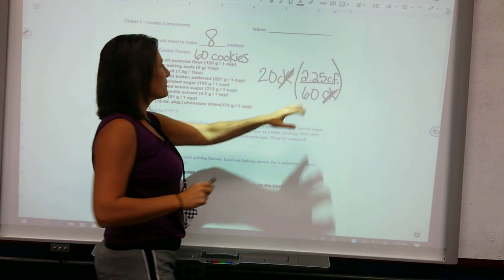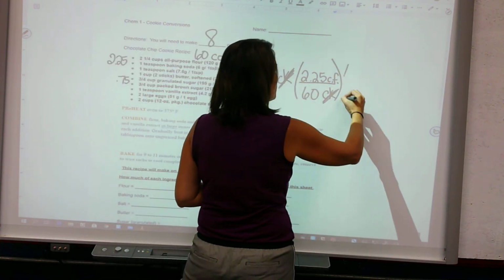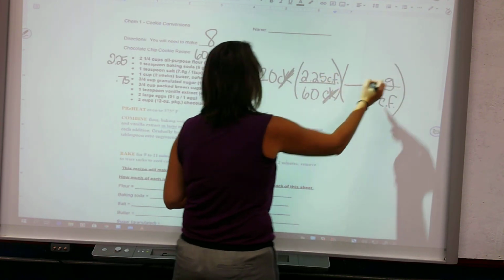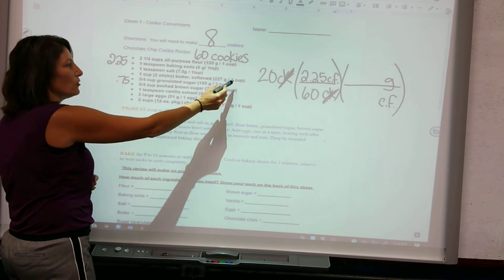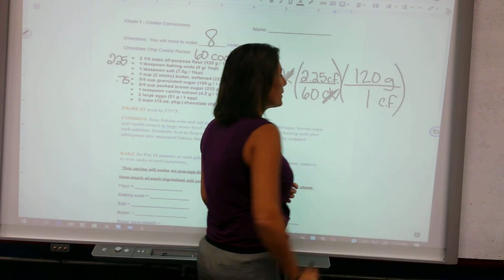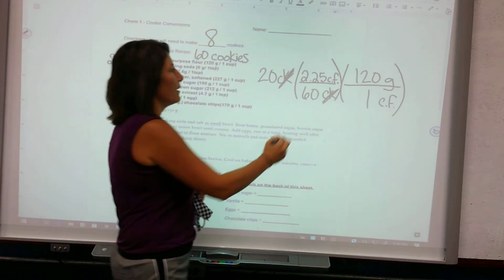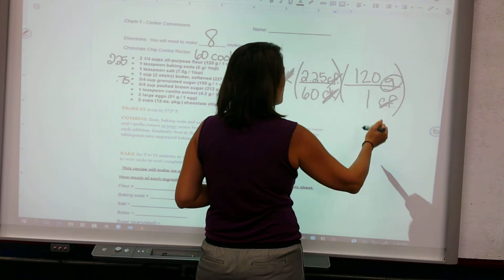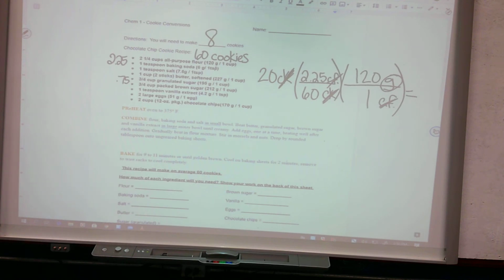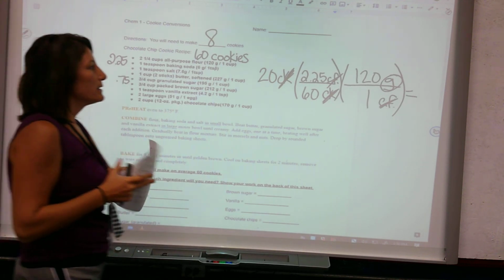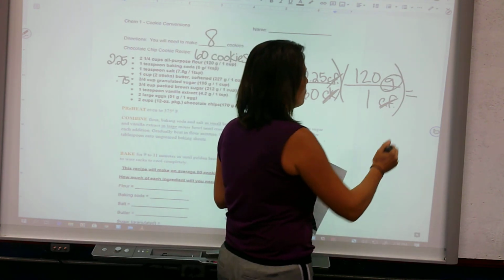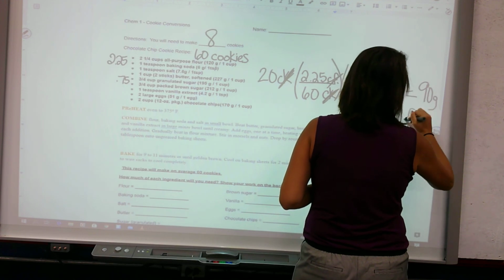So right now, this is in cups of flour, and I want it to be in grams. So I'm going to do the second step. I'm going to put cups of flour on bottom. I need that to cancel out in grams, and that's where this comes into play. All these little parentheses here: there are 120 grams of flour in 1 cup of flour. So right now, my cups of flour cancel out, leaves me in grams. So 20 cookies times 2.25 divided by 60, multiplied by 120, and that will give you 90 grams of flour.